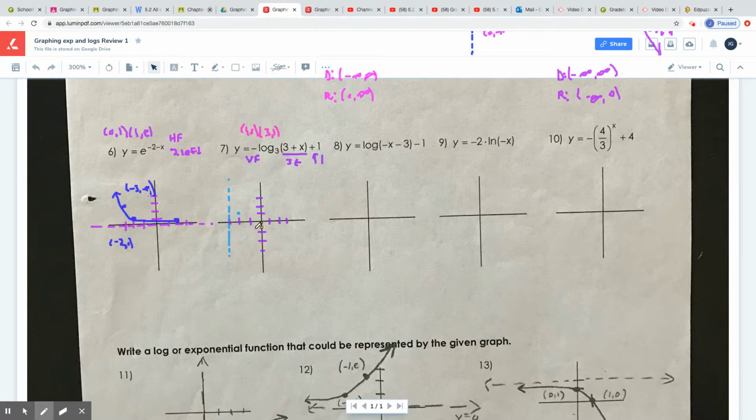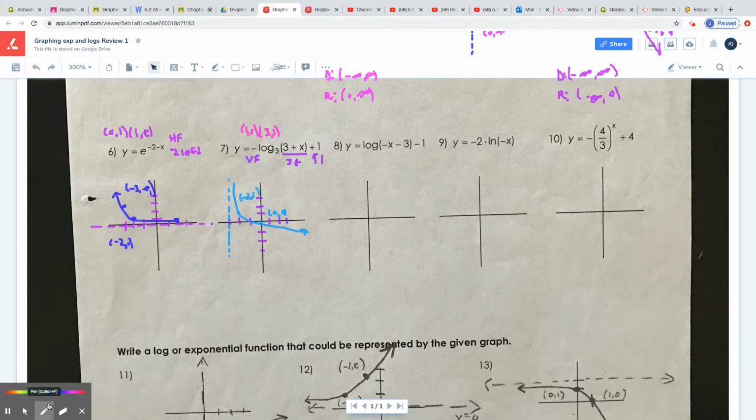So now with 3 comma 1, which is here, a vertical flip puts it at 3 negative 1. I move it to the left. It's at 0 negative 1, and then move it up 1. I am at the origin, and the graph looks like that. So I am at 0 comma 0, and I am at negative 2 comma 1.